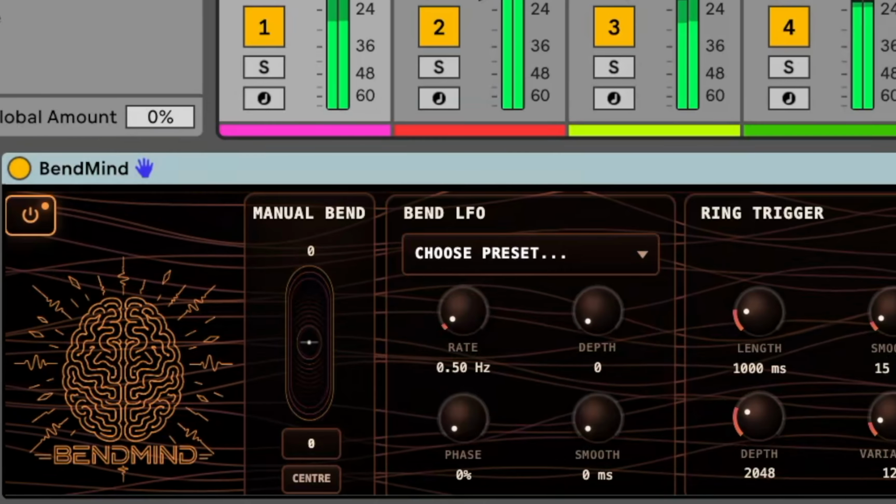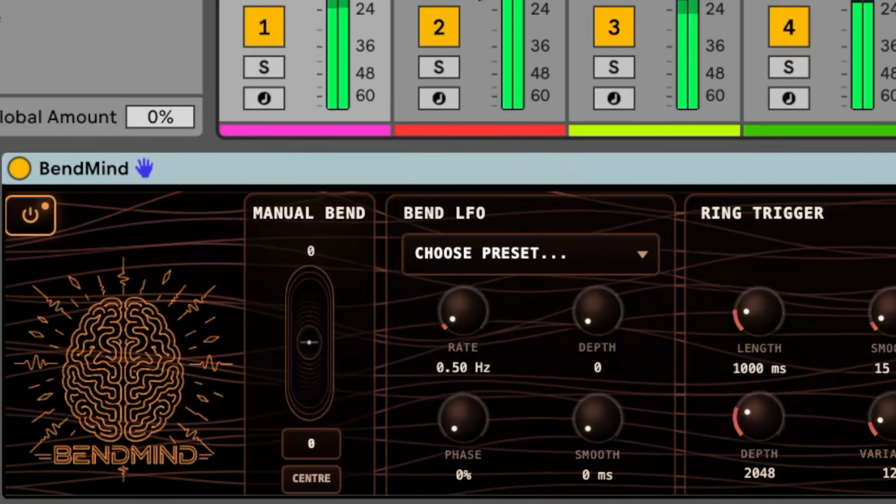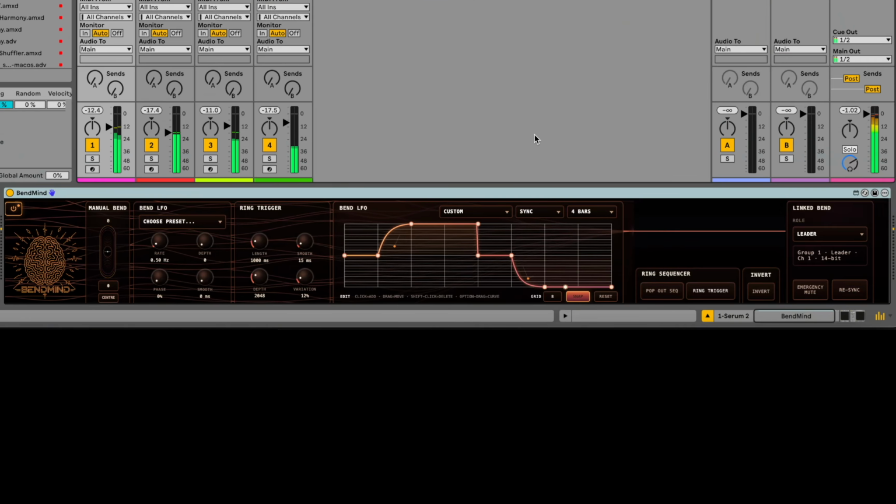This is BendMind Global Pitch Conductor, a Max for Live device for Ableton. Instead of automating pitch separately on every instrument, BendMind lets multiple tracks respond to one shared pitch movement. A synth, a sampler, a bass, a piano, completely different instruments can bend as though they're part of the same physical system. And because they move together, their relationships stay intact.